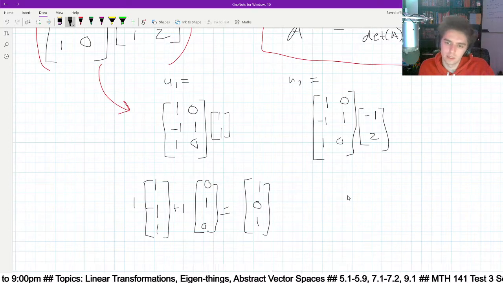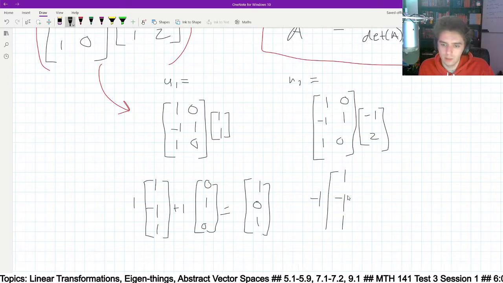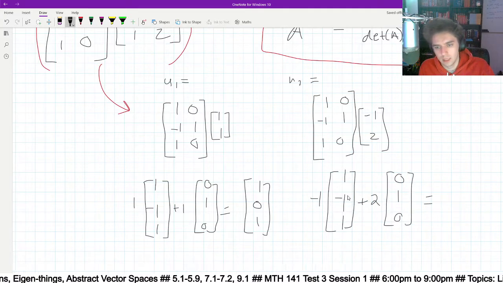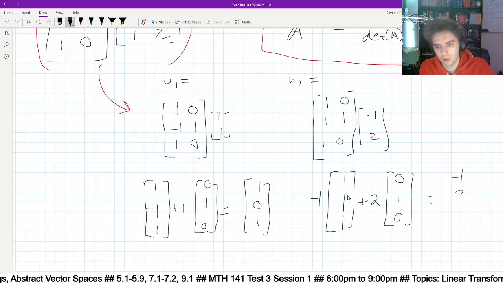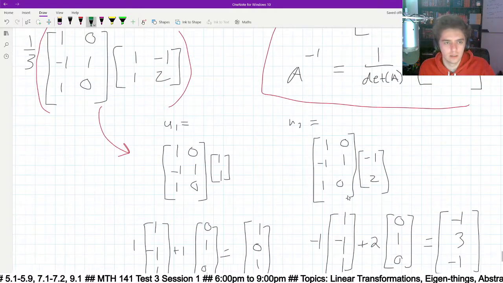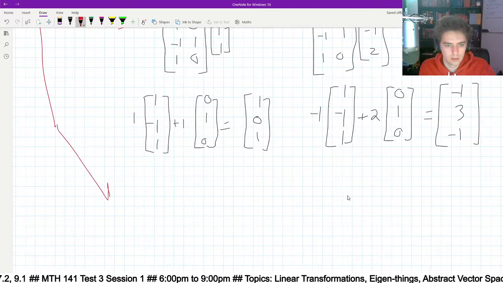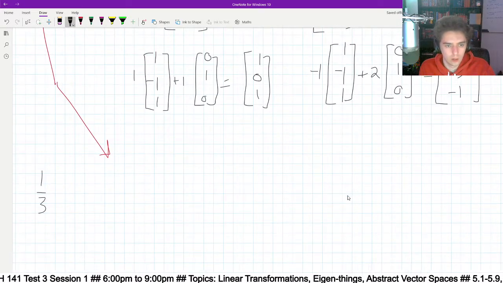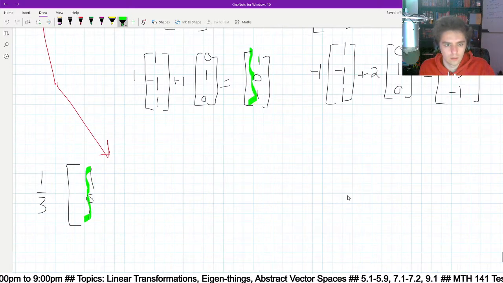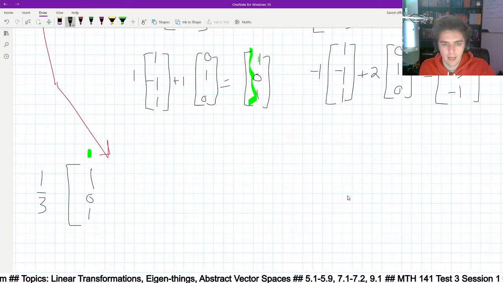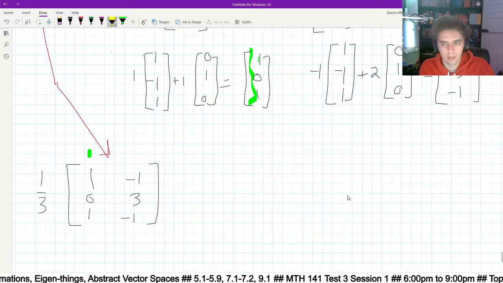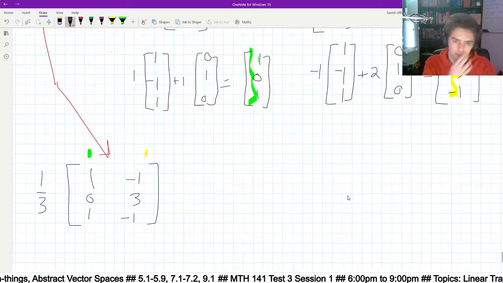And then the second column of my answer is going to be negative 1 times 1, negative 1, 1, plus 2 times 0, 1, 0. It's going to be negative 1, 1 plus 2, negative 1, and there you go. So the answer to this multiplication is going to be 1/3 times the matrix with the first column 1, 0, 1. Right, that goes to there. And negative 1, 3, negative 1. Just put that there. Okay.